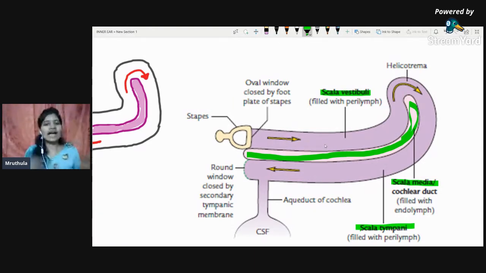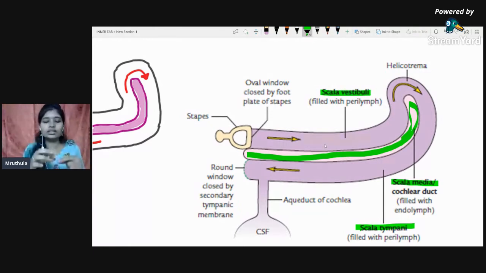Just correlate everything that I told you. The membranous labyrinth is enclosed by the bony labyrinth. That is how the scala vestibuli and scala tympani are enclosing the cochlear duct, which is otherwise called scala media. Now this was actually just a straight tube, but then it has been coiled around a structure called the modiolus, which is a part of the bony labyrinth.